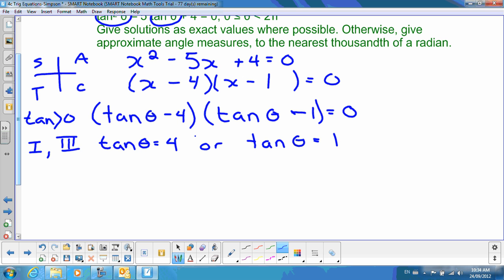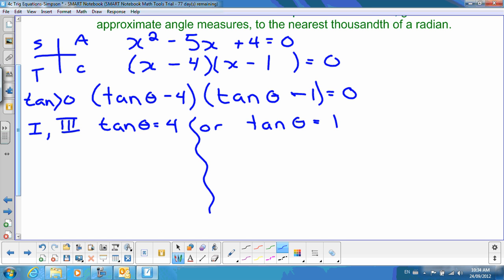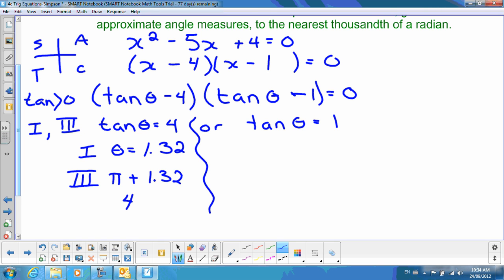So let's look at this first possible solution. To find theta when tan theta equals 4, we don't have any possible exact values. So you're going to use your calculator, and when you do that, make sure that your calculator is set to radians. You will find that theta is approximately 1.32 radians. In quadrant 3, we would have to do pi plus that value, and so we'd end up with an approximate value of 4.467 radians. So there's two possible solutions.